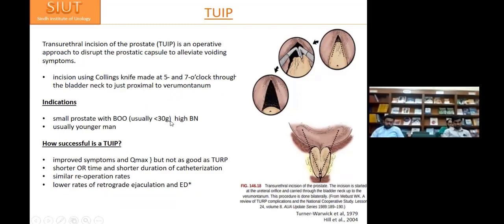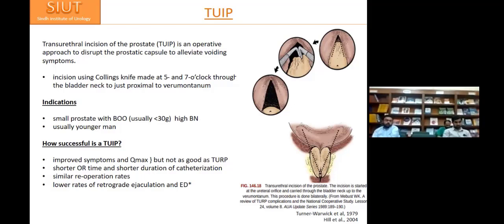Transurethral incision of prostate. It is an operative approach to disrupt the prostatic capsule to alleviate voiding symptoms. Incision using a Collins knife is made at 5 and 7 o'clock through the bladder neck to just proximal to the verumontanum, and is indicated in a prostate with less than 30 grams and a high bladder neck, comparatively in younger men.